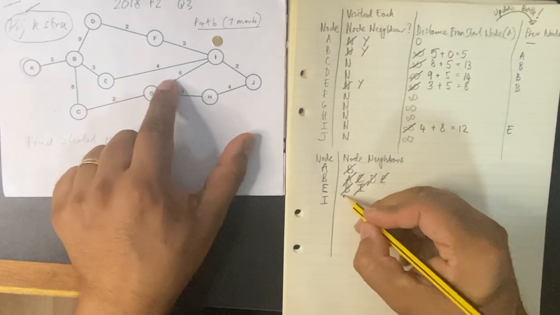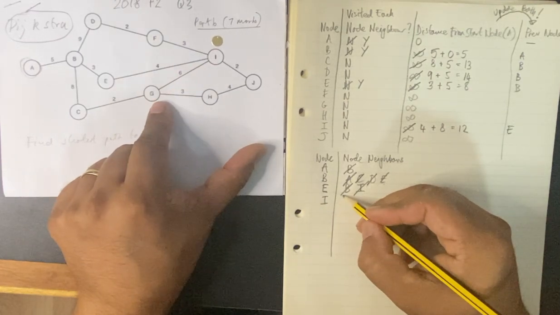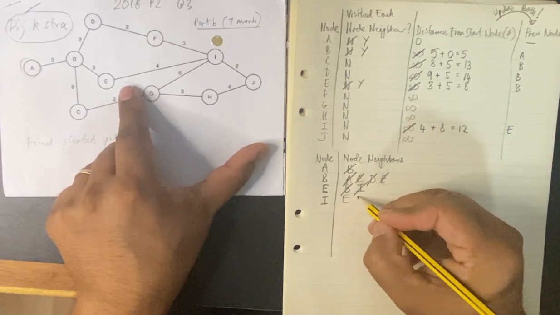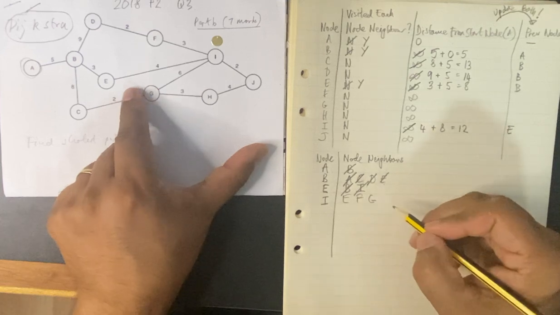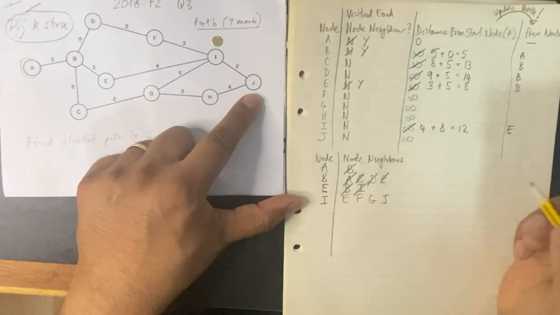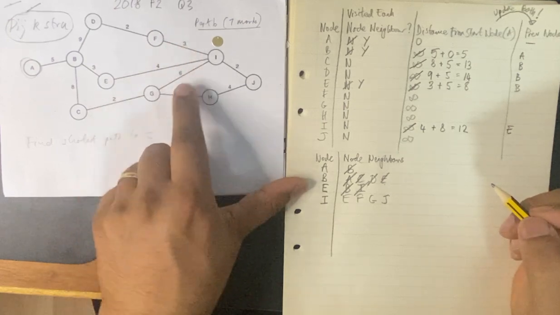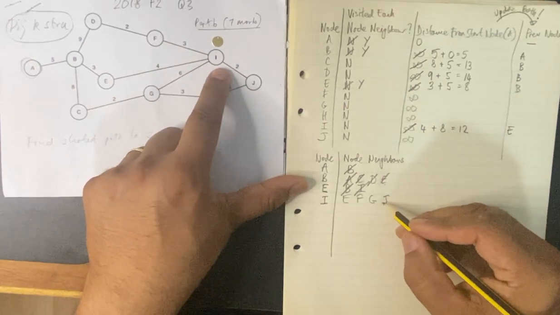Now we need all the neighbours of I, which is E, F, G, and J. These are all the neighbours of I.